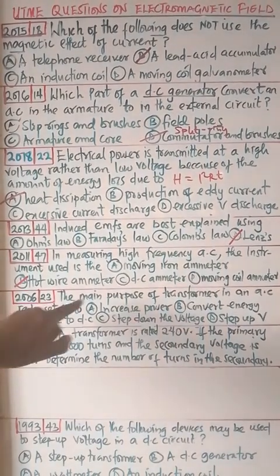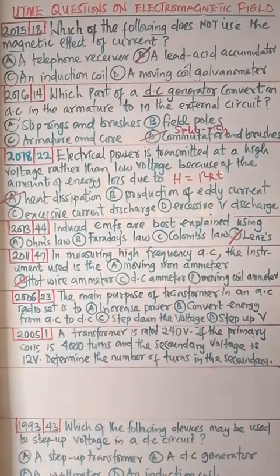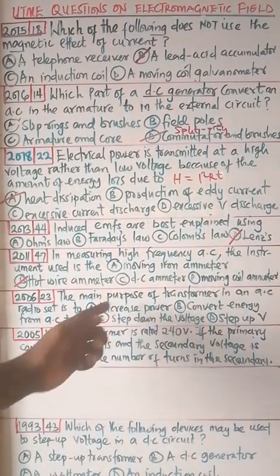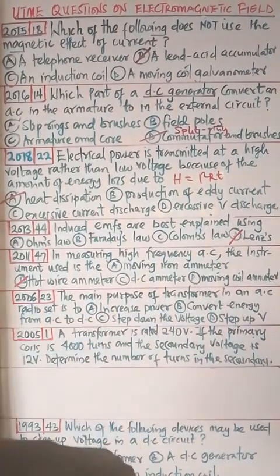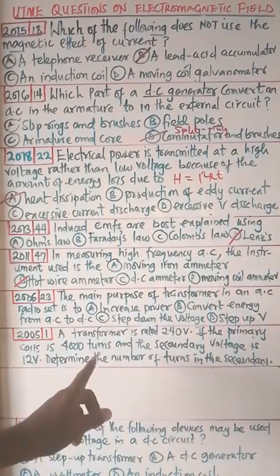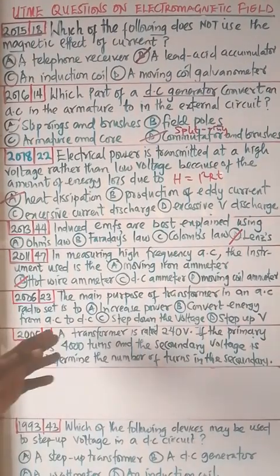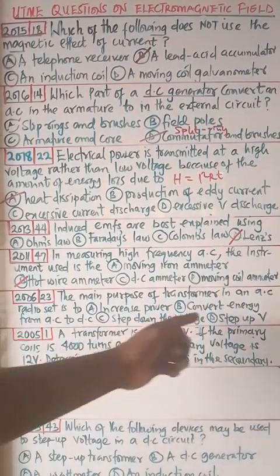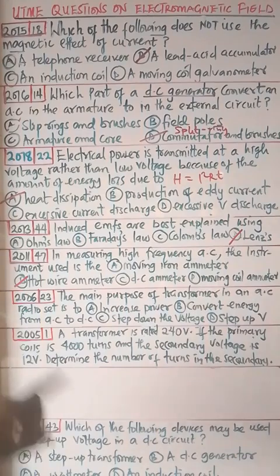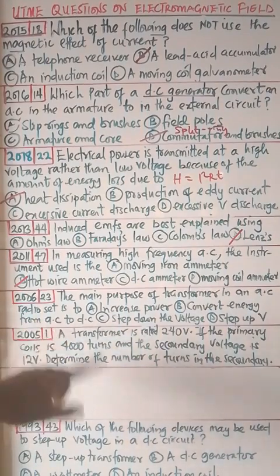Next, the main purpose of a transformer in an AC radio set is to what? We don't use a transformer to increase power. It only transfers power, and in fact, no transformer can increase power. The power drops due to losses. Convert energy from AC to DC is not a transformer; only a rectifier converts, and it doesn't convert the energy. It converts alternating current to direct current.